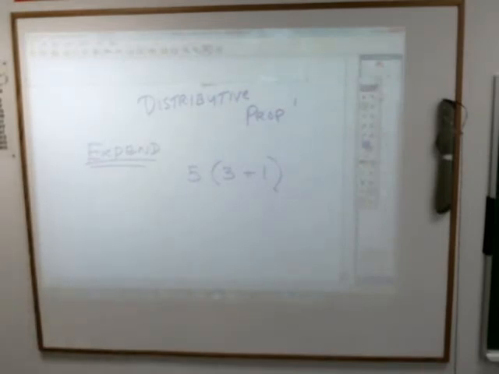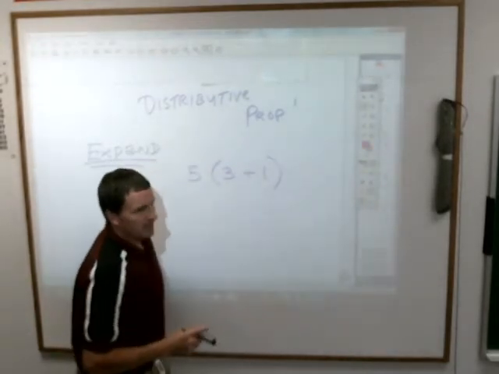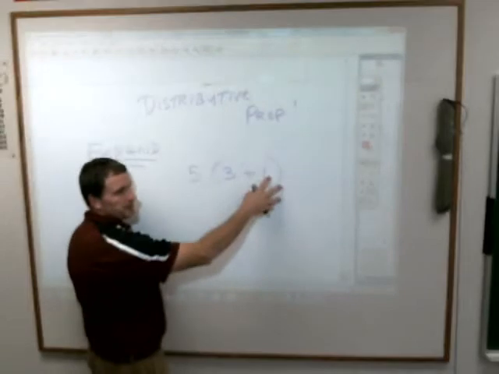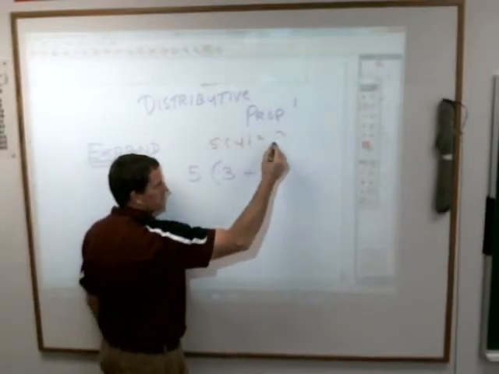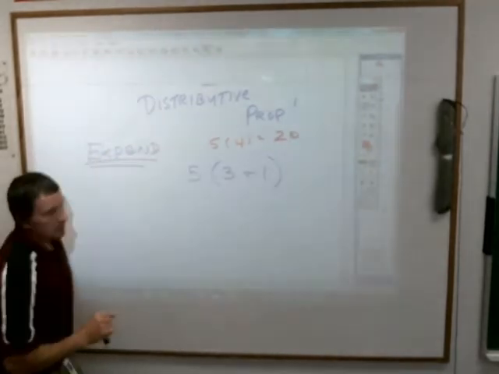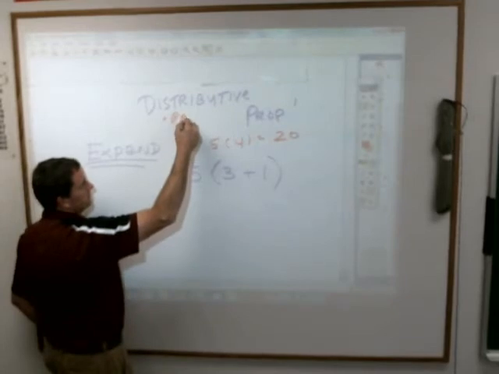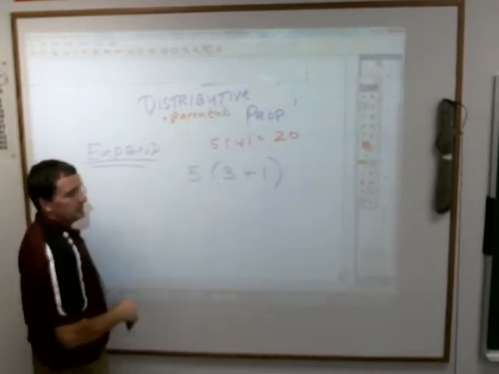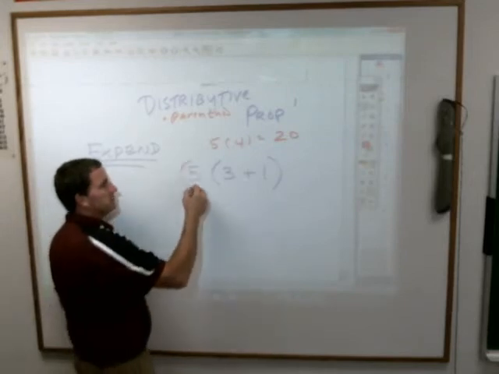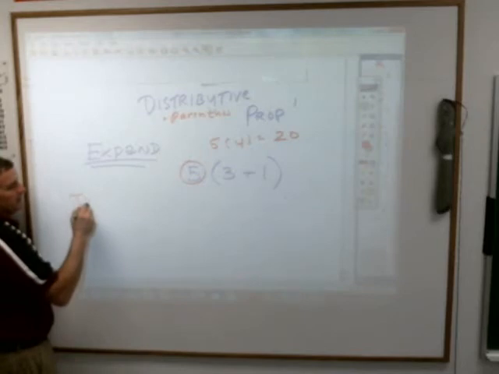Well, just like it sounds, if you see a problem like this, first of all, we know that the answer is, you do the parentheses first, you get 4, and you know 5 times 4 is 20. But what the distributive property says, and it's when you have parentheses, it says that you can take the number outside of the parentheses. I'm going to write that down.